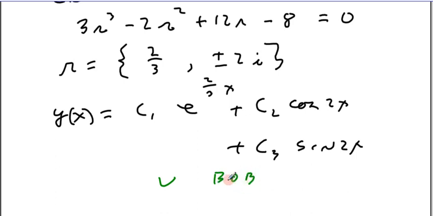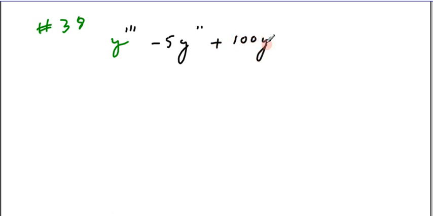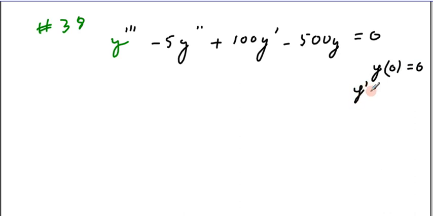Okay, we have 2 more to do, and then the video is going to be over. Number 38. We have y, why am I doing this in green? Y the third derivative minus 5 times the second derivative plus 100 y prime minus 500 y is 0, and we have y at 0 is 0, y prime at 0 is 10, y double prime at 0 is 250.